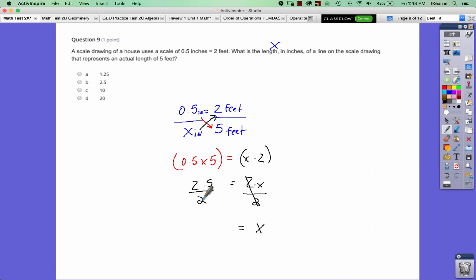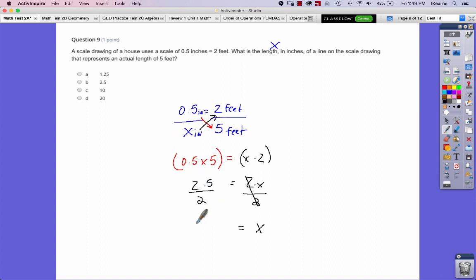Okay, so in other words, how many times does 2 go into 2.5? It goes in one time, right? 2 will fit into 2.5 one time. So if you look at your answer choices, there's only one that could fit, and it's A, 1.25. 2.5 won't work, 10 won't work, 20 won't work.